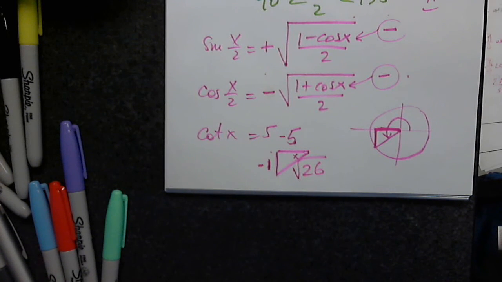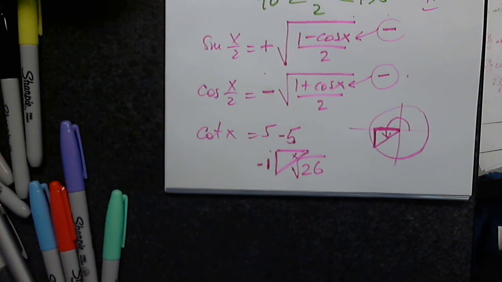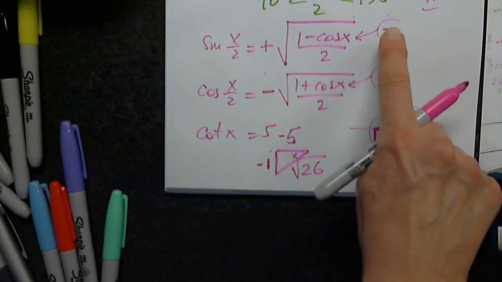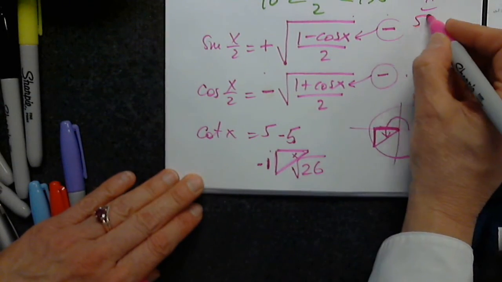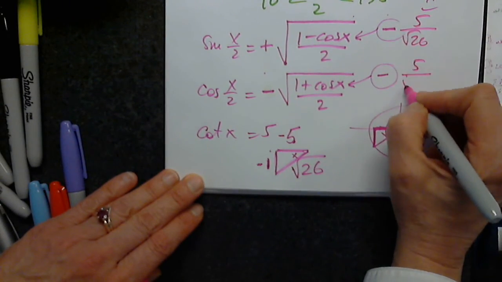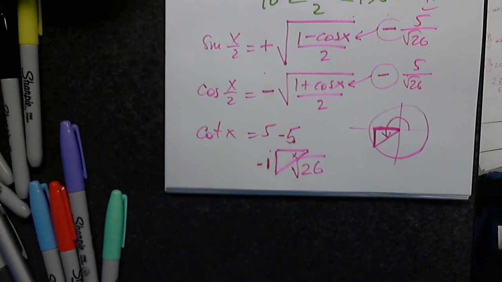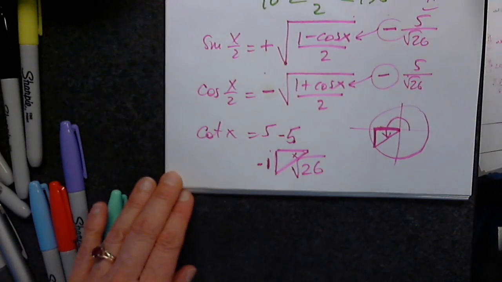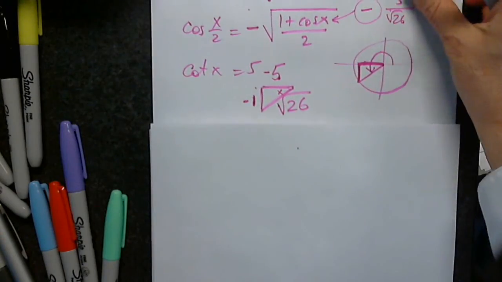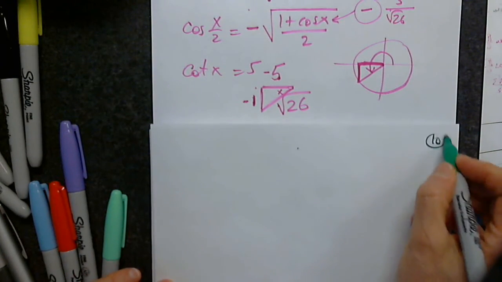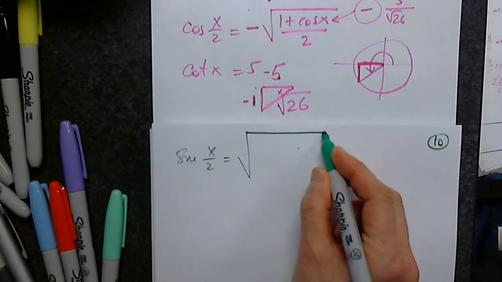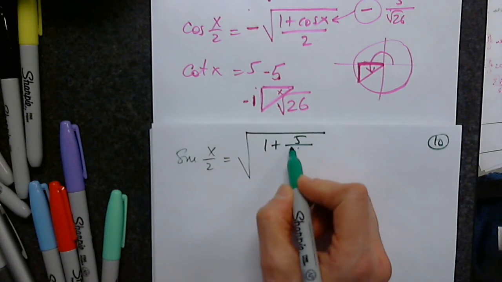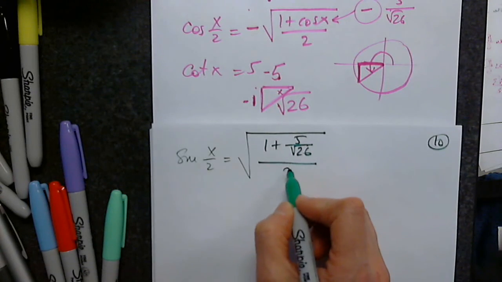So can anyone give us then cosine x? Which we expected it to be negative. Exactly. Yes, terrible numbers. But I didn't pick it. You know who did. So, good. So then sine x over 2 will be the square root of 1 plus 5 over the square root of 26, over 2.